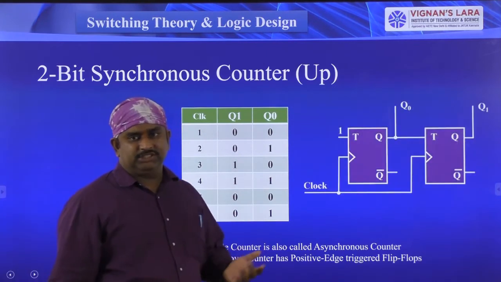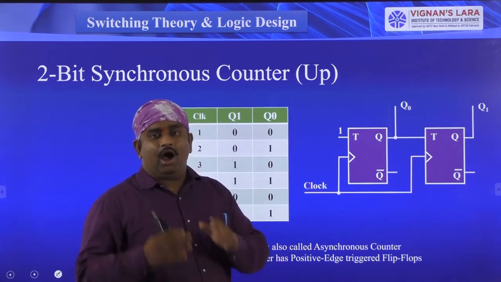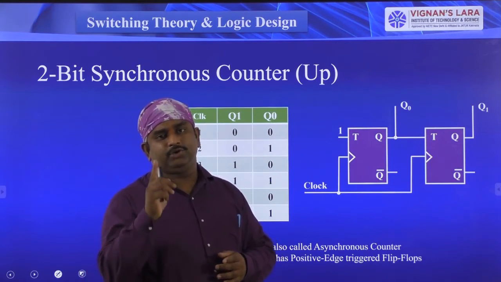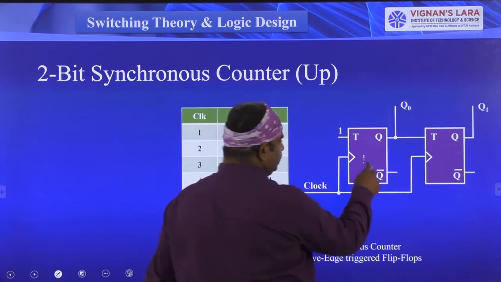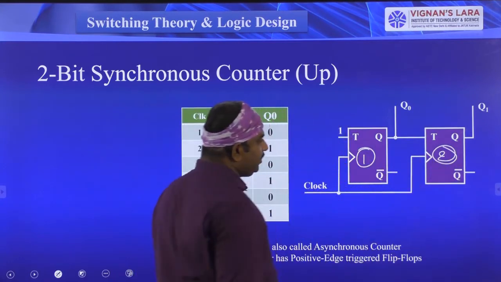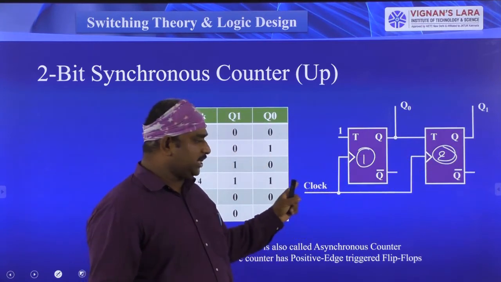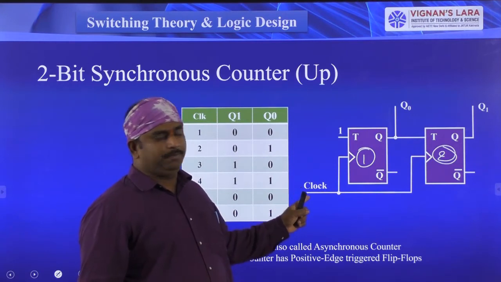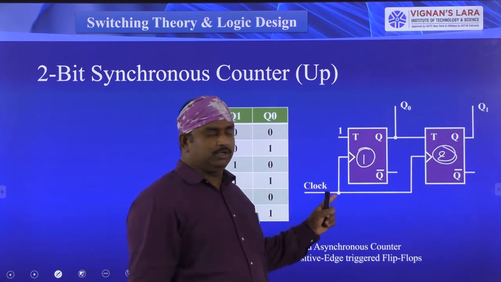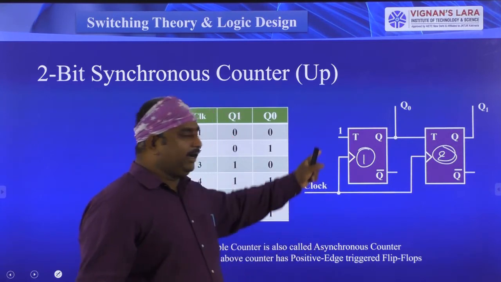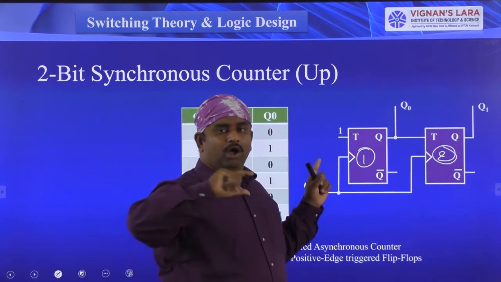Here we have to change the connections. In the synchronous counters, all the flip-flop clock pulses are connected to a single clock pulse. See here, this is the first flip-flop and this is the second flip-flop. The first flip-flop clock signal I connected here, and the second flip-flop clock signal I have also connected to the single clock input. So the first condition is connecting the clock signal to all flip-flops.